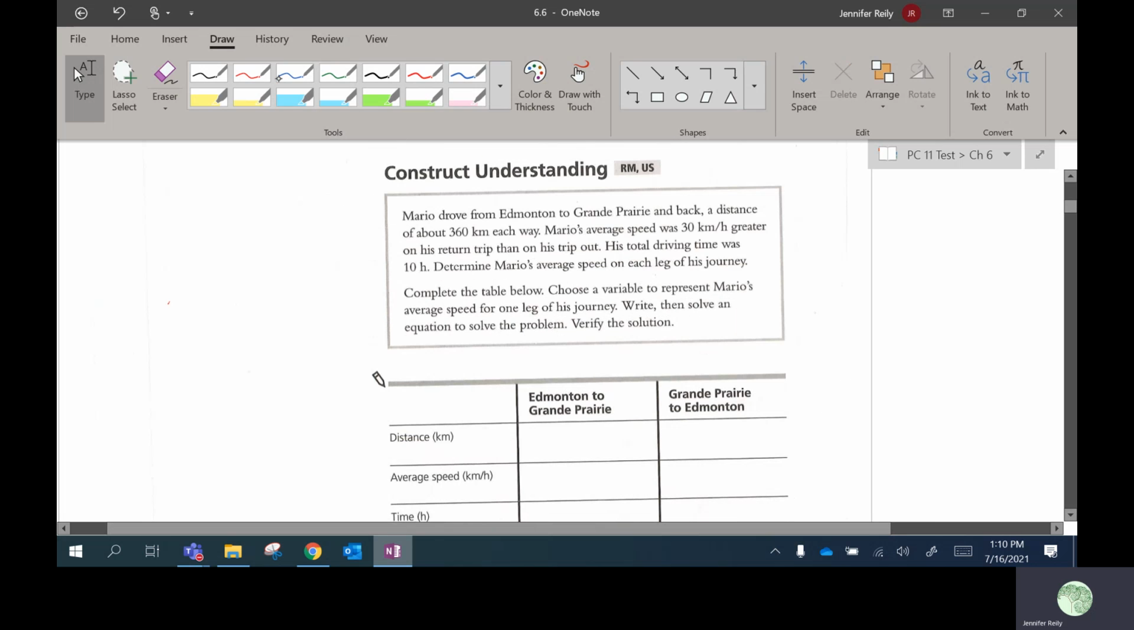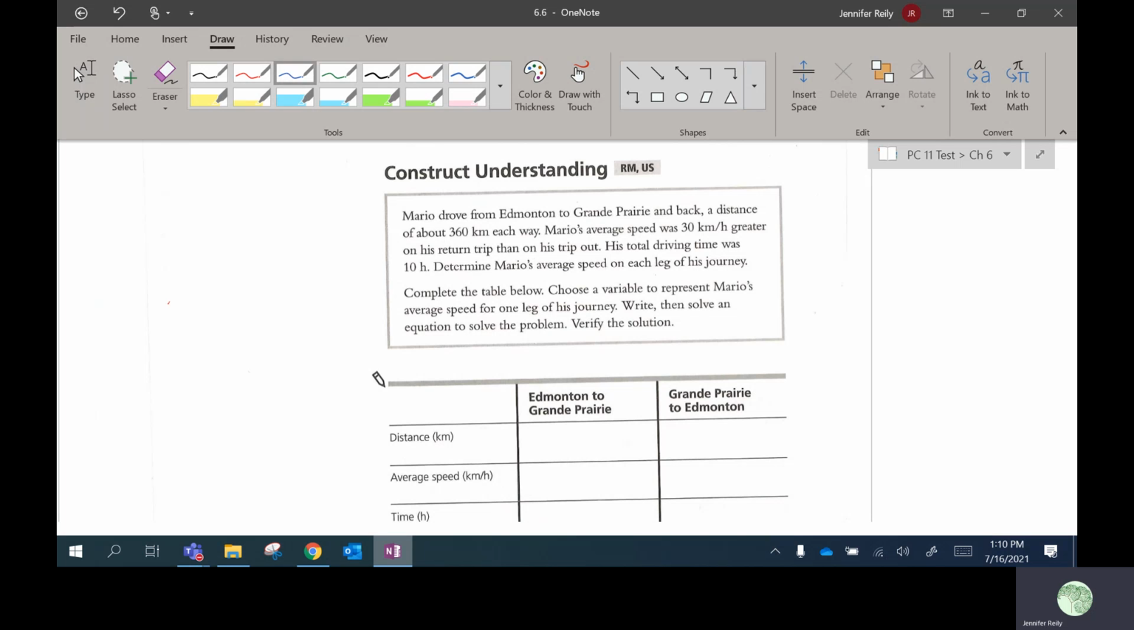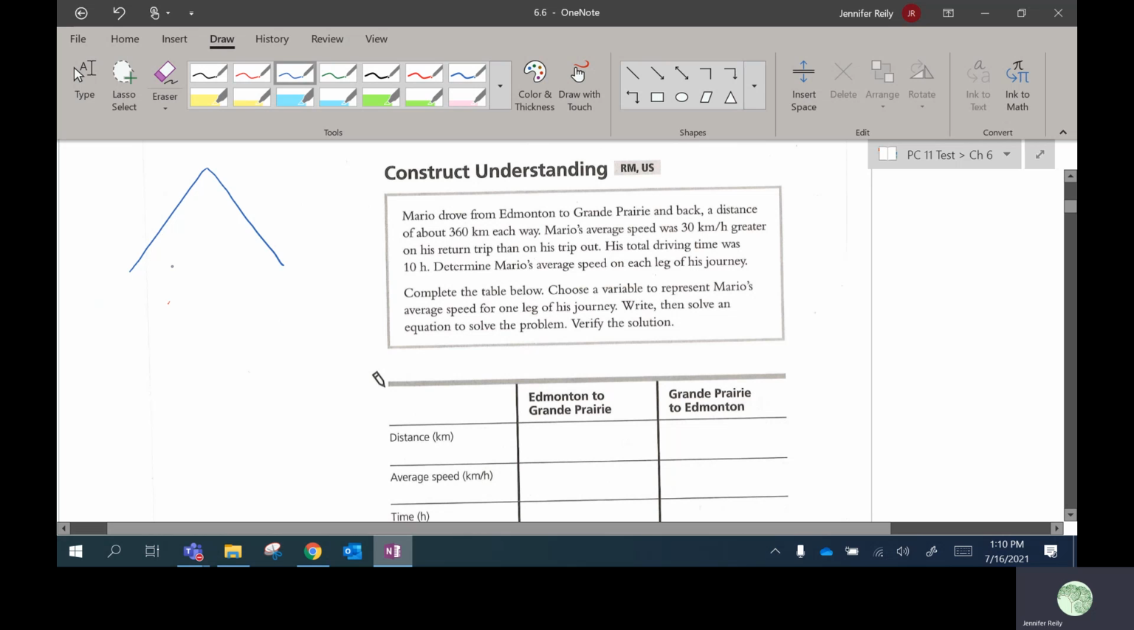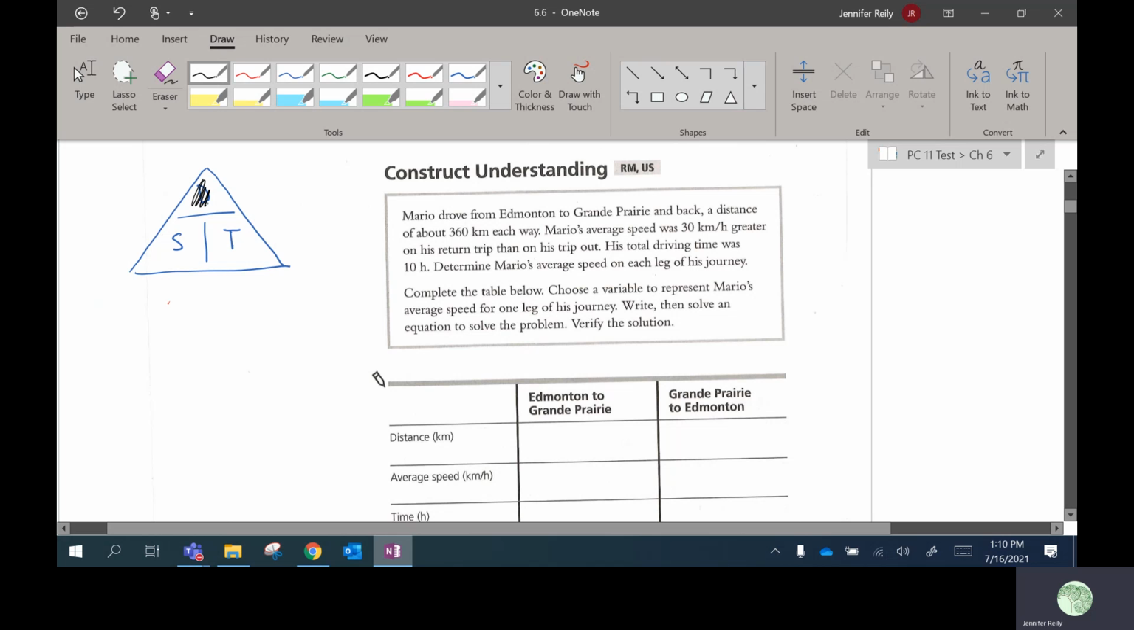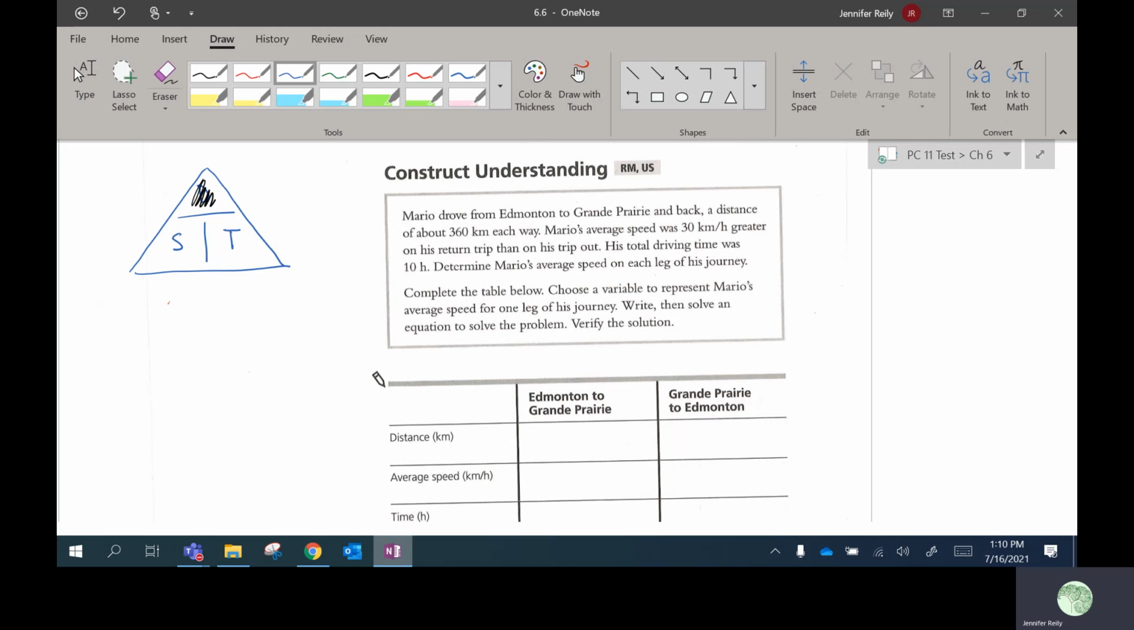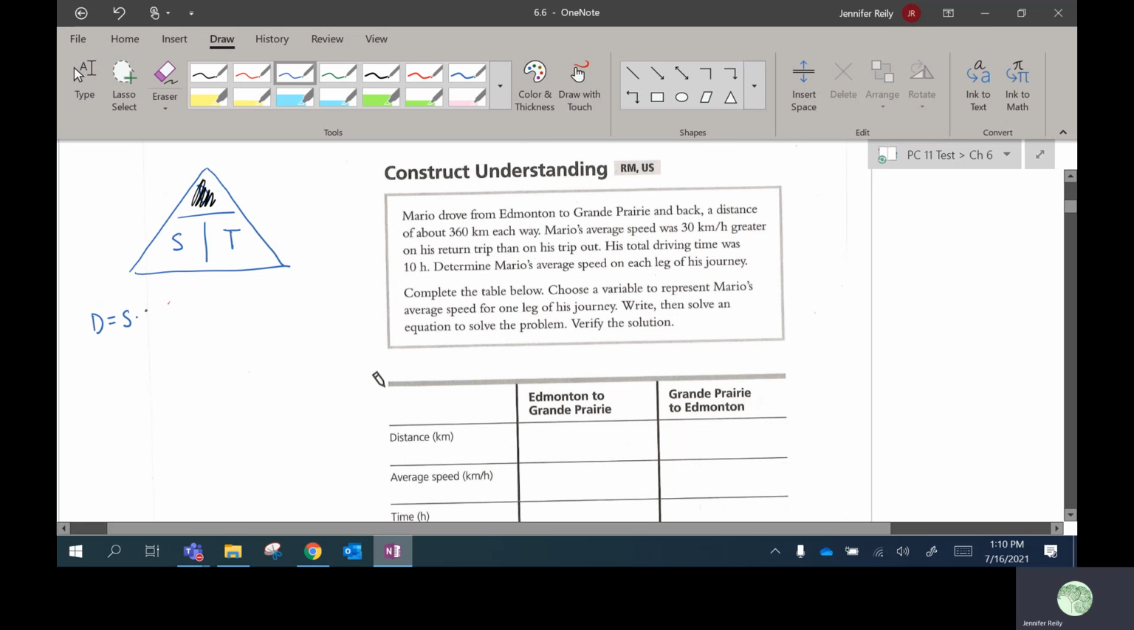If you're not a physics student, you may not be as familiar with distance, speed, and time equations. So I'm going to give you a little triangle to help you remember them. We set it up like this: distance, speed, time. And whatever one you want to solve for, so let's say you want to solve for distance, then you would cover the d up and it shows you exactly what you need to do. So distance would be speed times time, since they're right next to each other.